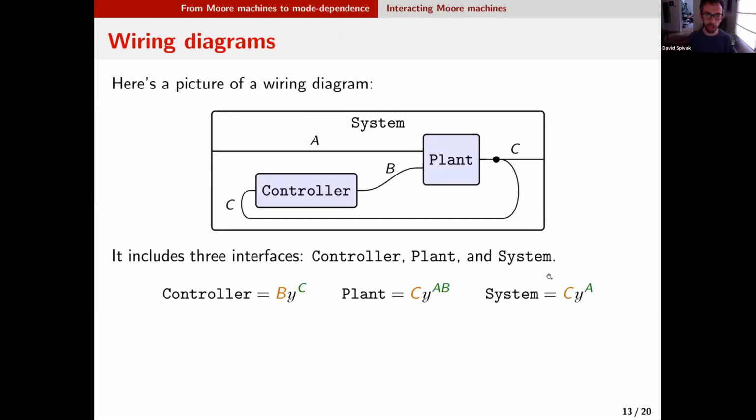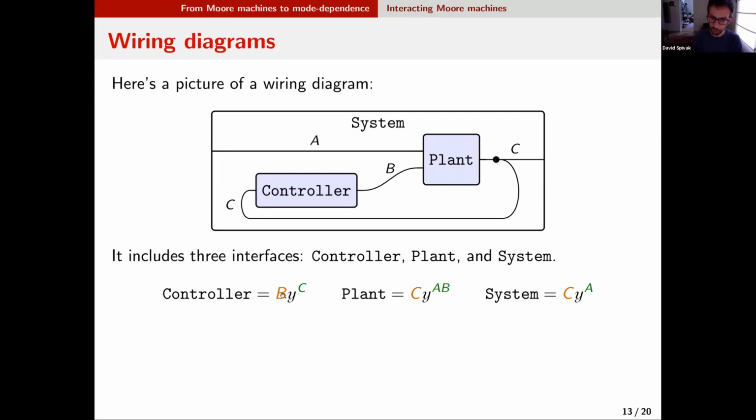So here's a picture of a wiring diagram. It's got a controller, a plant, and a system. Looks a lot like Georgios' wiring diagram. He had a sensor also. And so the controller here is a polynomial of type By^C. Now about polynomials, you might think, oh, I don't care about polynomials. I like exponential things, or I like more complex things.